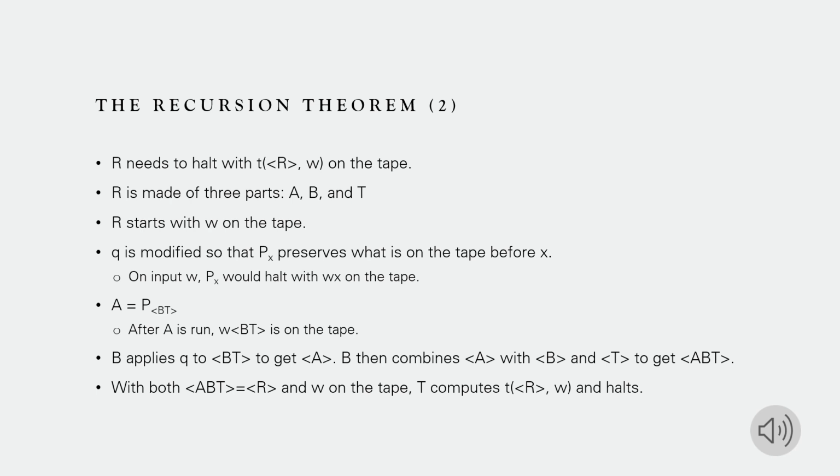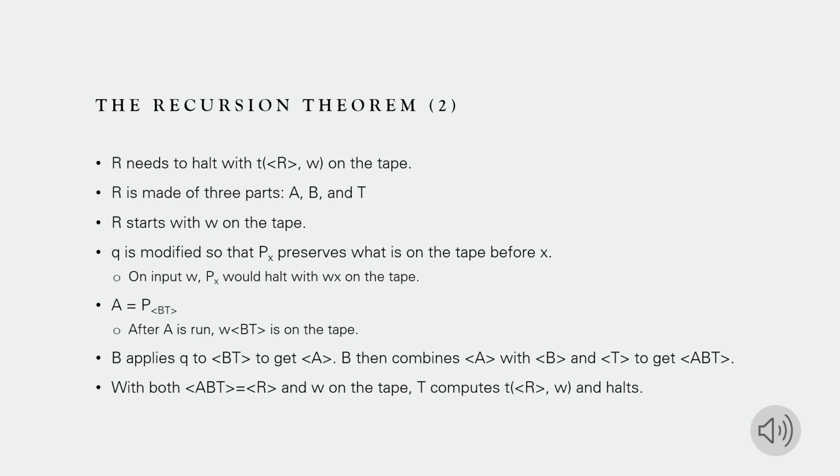So A, in this case, is P of BT. So before A is run, W is on the tape. After A is run, W, BT is on the tape. So that's the input to the program R, and then the description of B and T together.